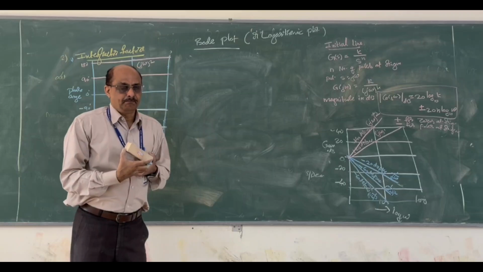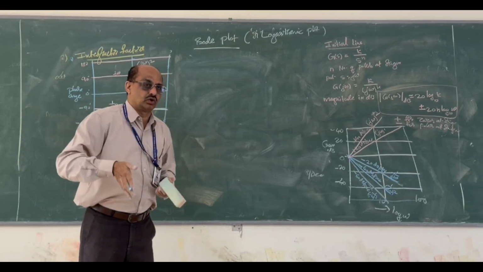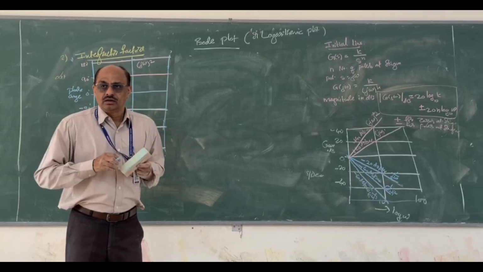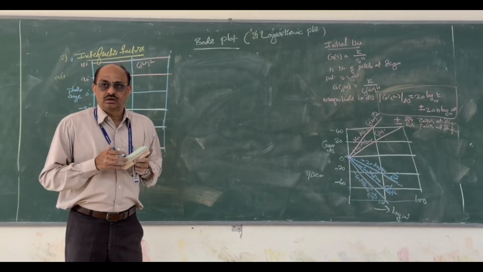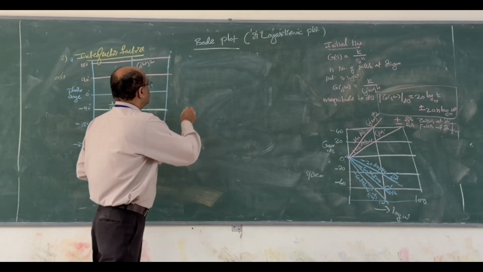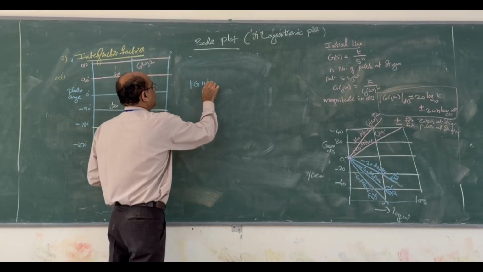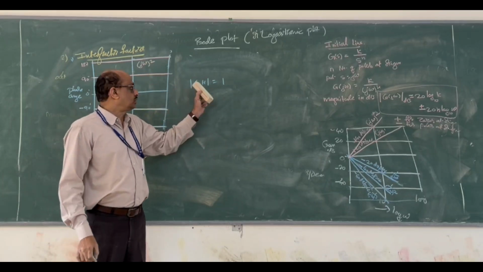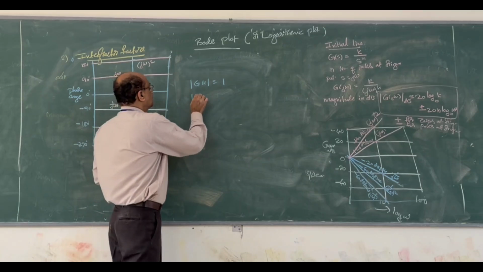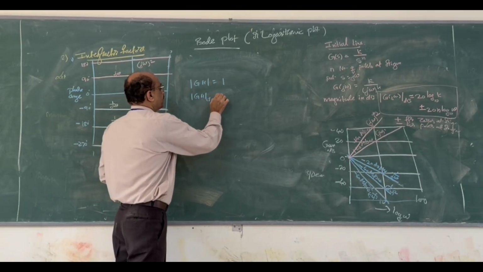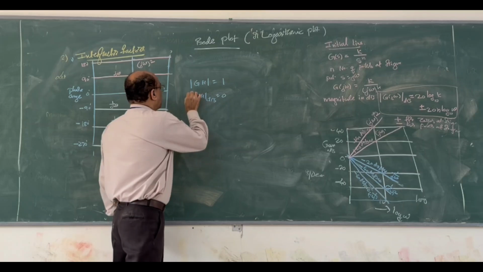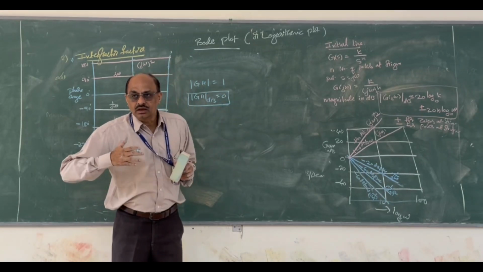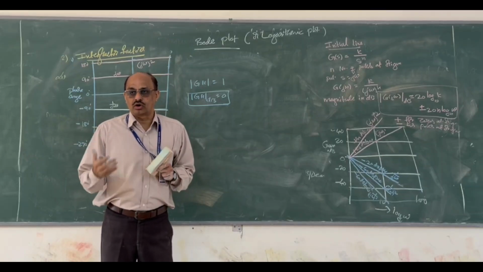This initial line passes through the 0 dB line, because when I take the 20 log of the gain, that is g of h equal to 1. If I take the magnitude in dB, this becomes gh dB equal to 0. So this is very important. Note gh dB equal to 0 in the log magnitude.